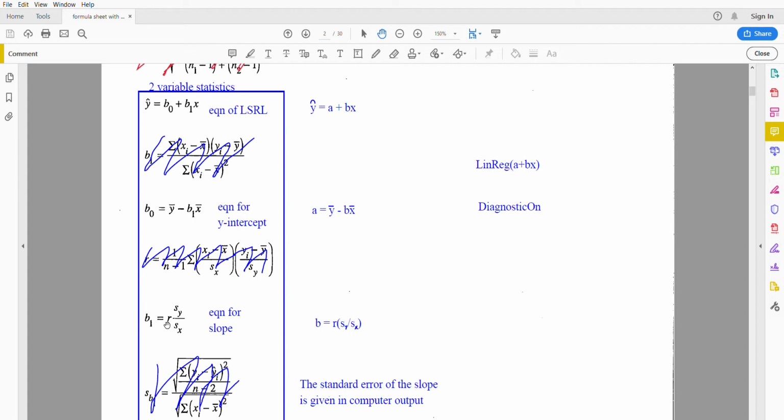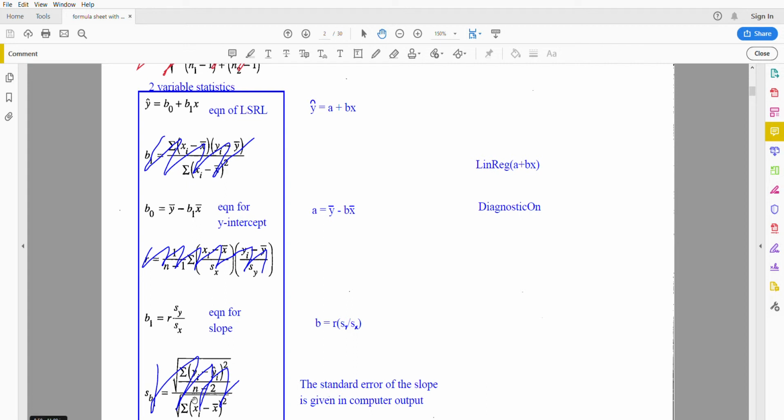This next formula is the equation for finding the slope by hand. And again, you may need to use this for a multiple choice question or maybe an FRQ, who knows. But it's a simple formula, right? It's the correlation times the standard deviation of your y values divided by the standard deviation of your x values. So as long as you know those three quantities, then you can calculate the slope of the regression line. Again, College Board uses B1 to represent the slope, but in class we just used a single lowercase b.